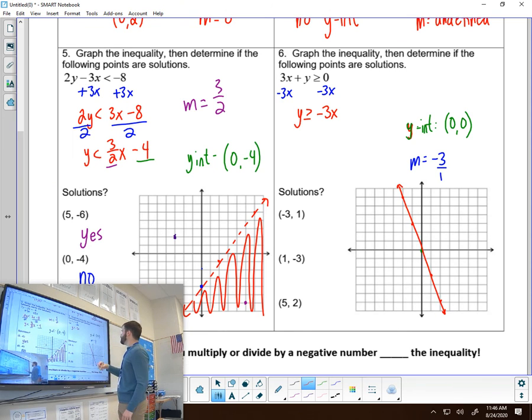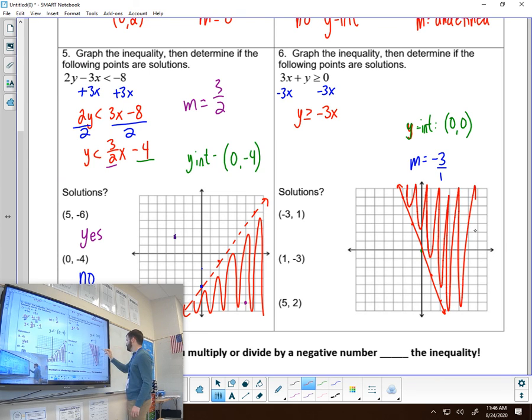And are we going to fill in above or below? We're going to fill in above. We're going to fill in above the line because it is greater than. So let's check on these solutions.